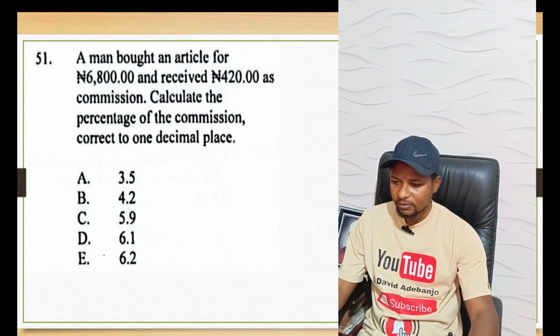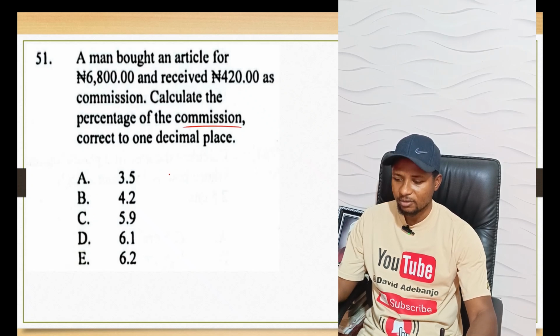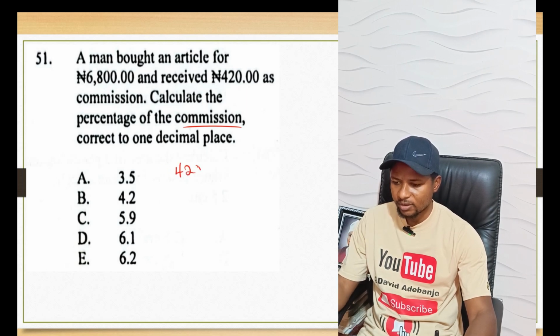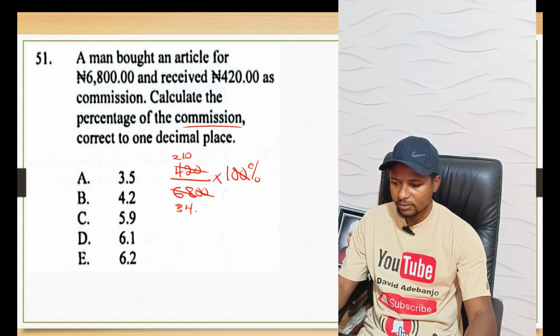A man bought an article for 6,800 naira and received 420 as commission. Calculate the percentage of commission. So we're just looking for the percentage of commission, which will be commission over the total amount times 100%. Commission is 420 over the total 6,800, then times 100% to change anything to percentage. So 2 zeros cancel 2 zeros. And 2 here you have 34. 2 here you have 2, 1 and 0. 2 cancel go, you have 17. 2 here you have 1, in 10 you have 5.